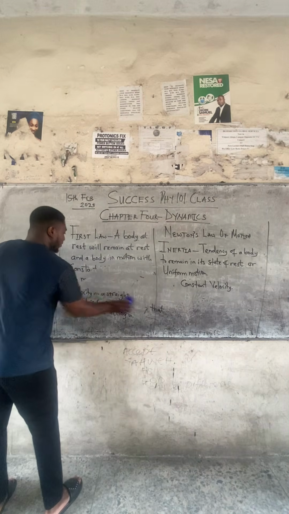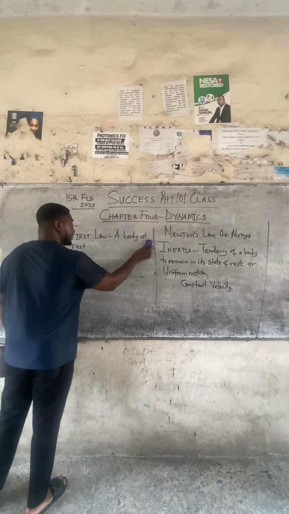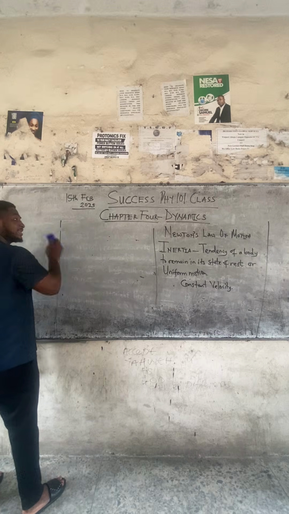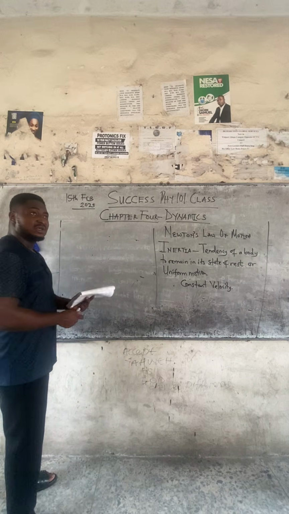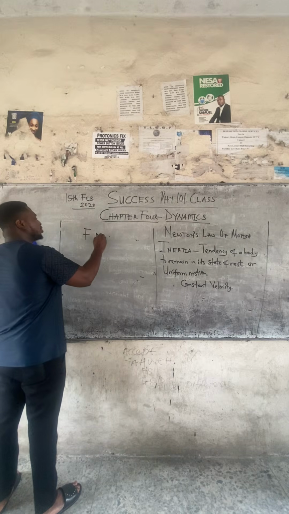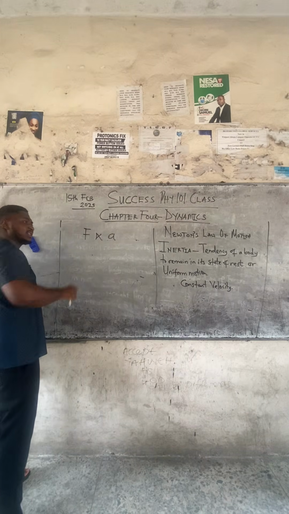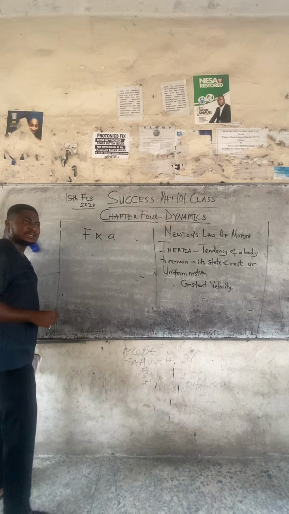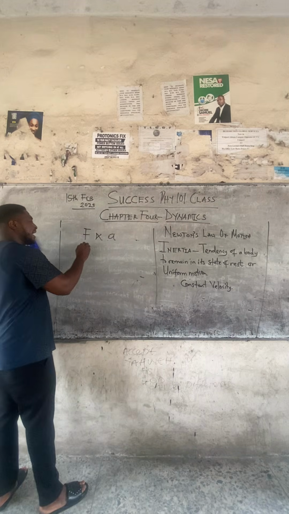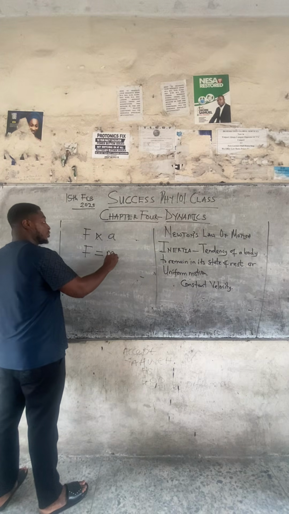Moving forward, class, I have stated the law and explained what the law means. Now we take the mathematical implication of the law. So what this first law of motion means is that force is directly proportional to acceleration. That means for there to be acceleration of a body, force is required. And class, if force is required, the constant will come in to replace this proportionality sign, and we have F equals ma.